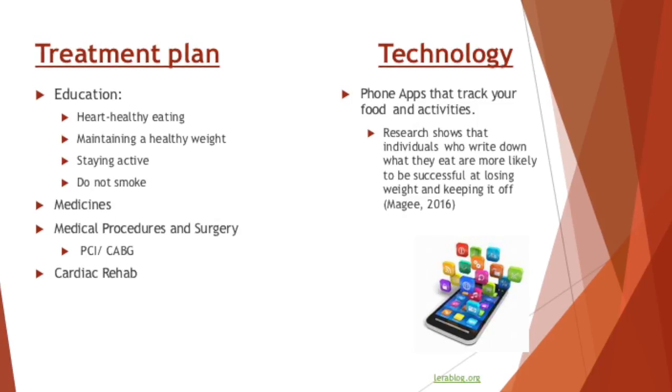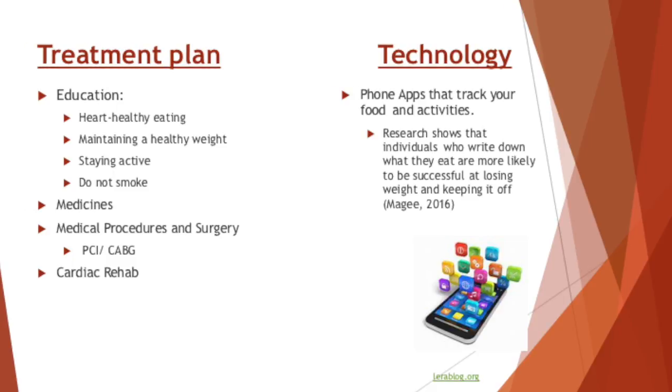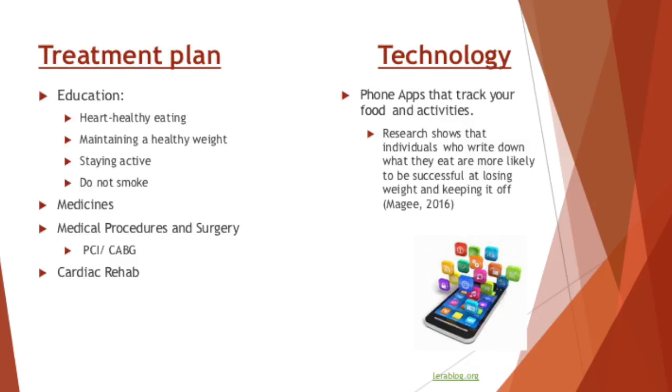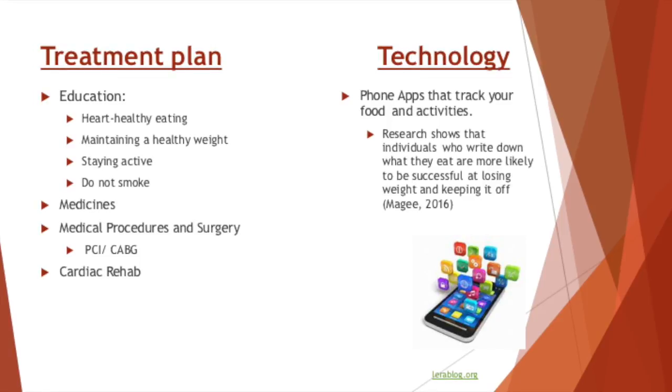I thought that a good technological tool for this treatment plan would be using phone apps that track your food and activities. Due to the fact that a huge part of preventing CAD revolves around all those modifiable risk factors like eating healthy and staying active. And I think that technology would be a great addition to this treatment plan because you could use your own phone apps to track what you're eating and doing throughout the day. And research shows that individuals who write down what they eat are more likely to be successful at losing the weight and keeping it off.